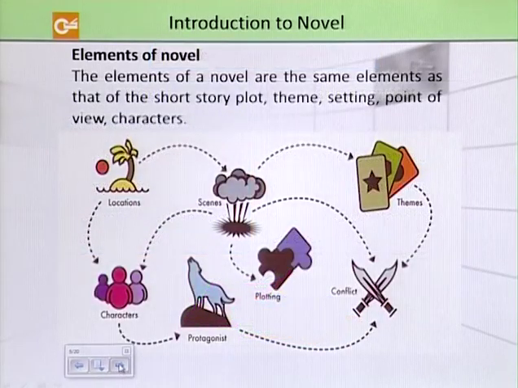Now, let's look at the elements of a novel. The elements of a novel are the same as the elements of any short story. It has a plot, a theme, a setting, a point of view, a character, a conflict, and there is a protagonist and there are different scenes, and the novel is holding all these elements together.